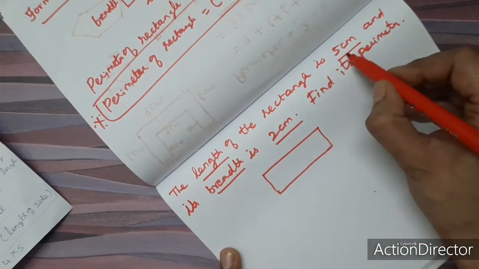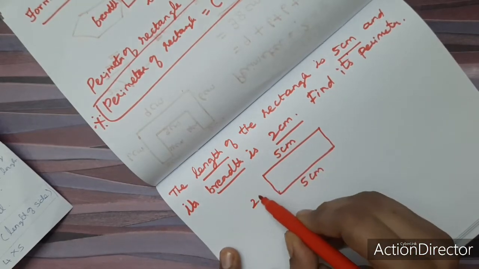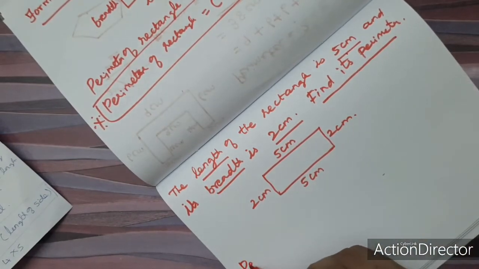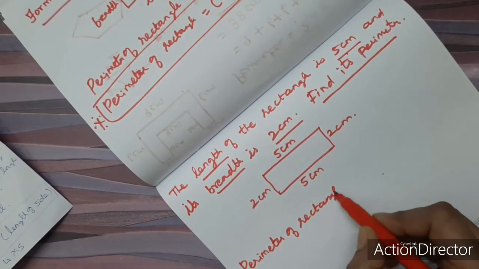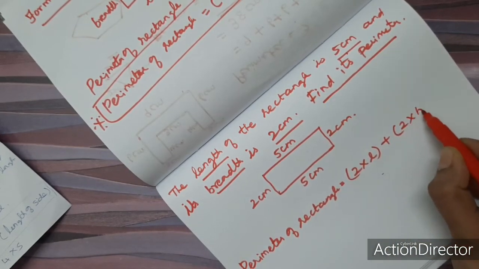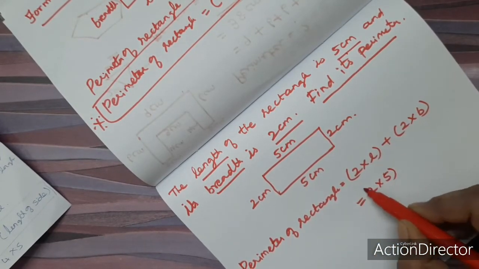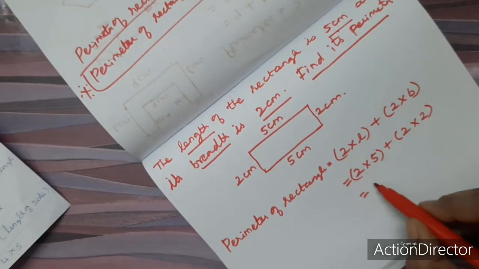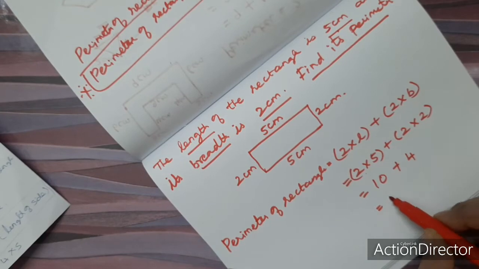So length, what measurement they have given? 5 centimeters. So 5 centimeter, here also 5 centimeter. Breadth 2 centimeter. What we have to find? Find the perimeter. So what is the formula for perimeter of rectangle? Perimeter of rectangle is 2 into length plus 2 into breadth. So here what is the value for length? 2 into 5, the length is 5, plus 2 into breadth, breadth is 2 centimeter. Okay, so 2 5s are 10 plus 2 2s are 4. So 10 plus 4, it is 14.